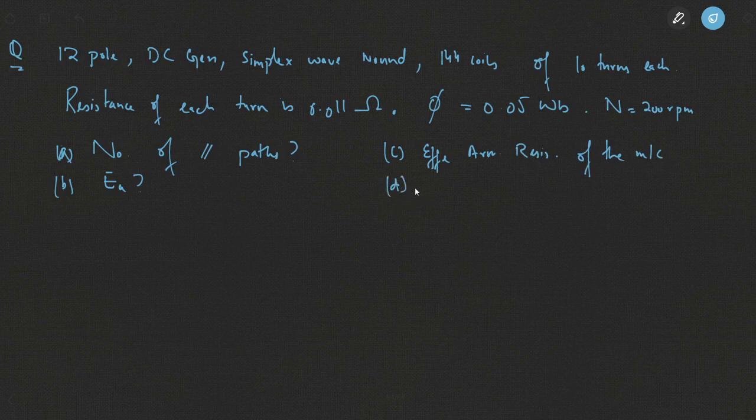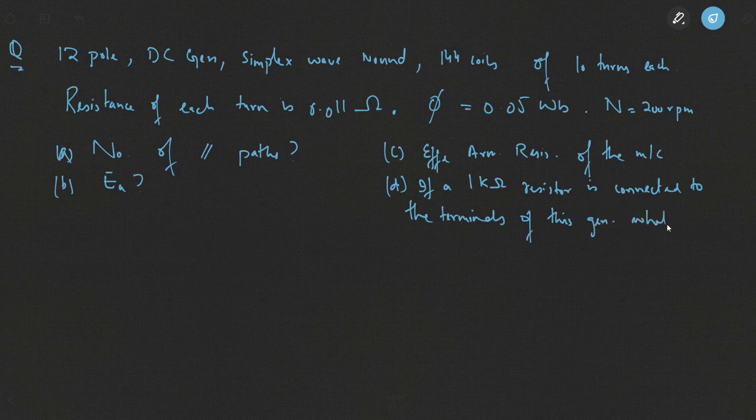And D, if a 1 kilo ohm resistor is connected to the terminals of this generator, what is the resulting induced counter torque on the shaft? Fine. So these things we have to find out.